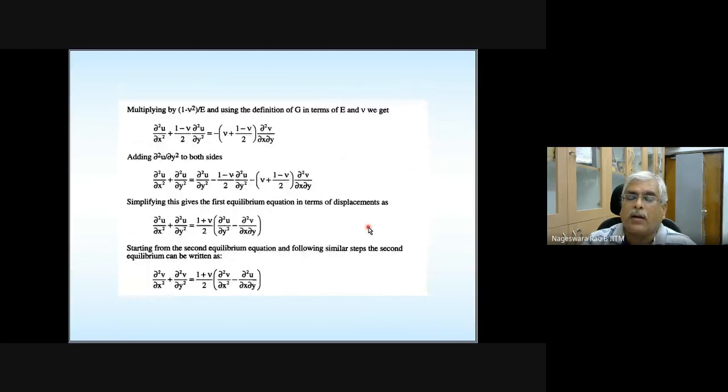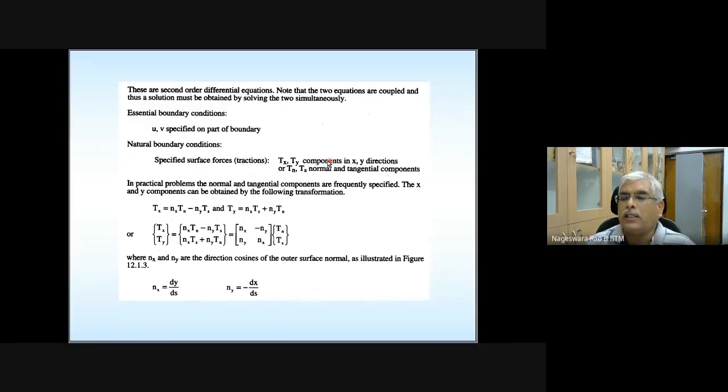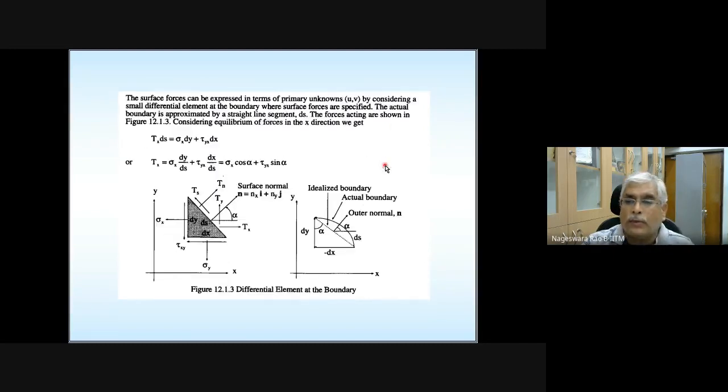Why have we done all this exercise? Just to check whether these tractions, I just introduced you to this word traction, really involve first derivatives of displacements or not. So that is what is verified here. So to solve these coupled second order differential equations, we require essential boundary conditions, which are u, v, and specified tractions. Okay, so let me quickly go through, give me 2 minutes.